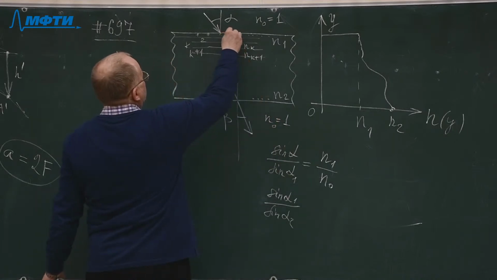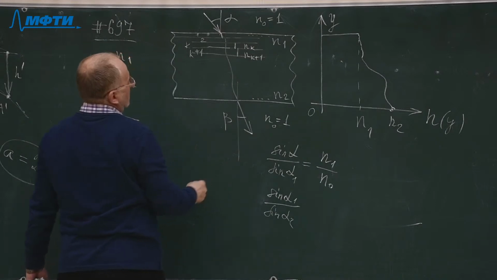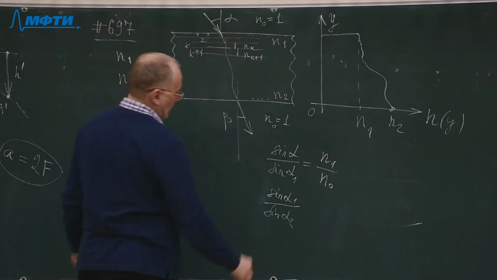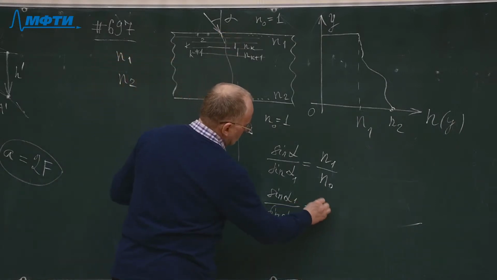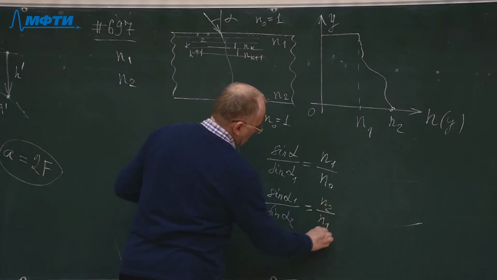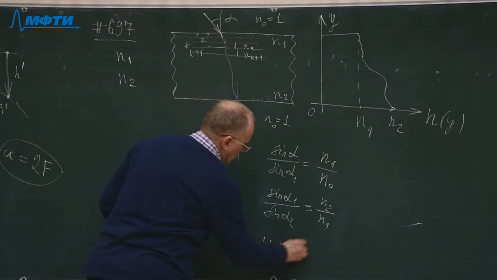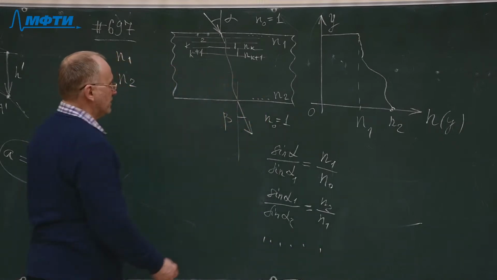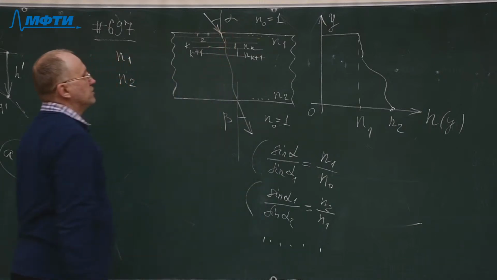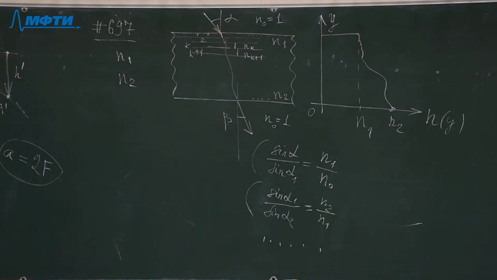That is, angle alpha 1 is the angle of the light ray inside the first layer, and then in the second layer it will have angle alpha 2, and that will be equal to n2 divided by n1. And so on. We will repeat this Snell's law for each interface between two adjacent layers.